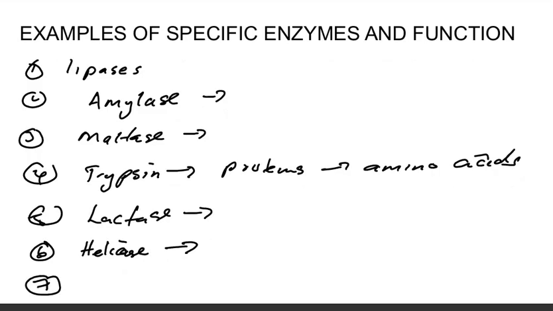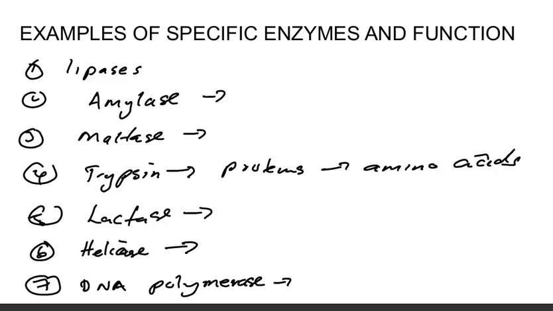Then we have DNA polymerase. These enzymes synthesize DNA from deoxyribonucleotides. So we have DNA polymerase. These terms will be more used when you talk about DNA replication, transcription, and translation. So these are some of the examples of enzymes that you have to get yourself familiar with.